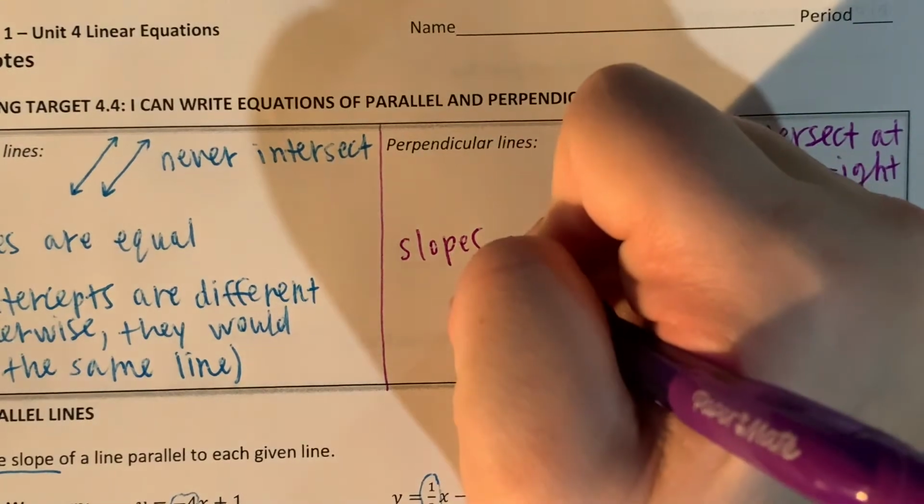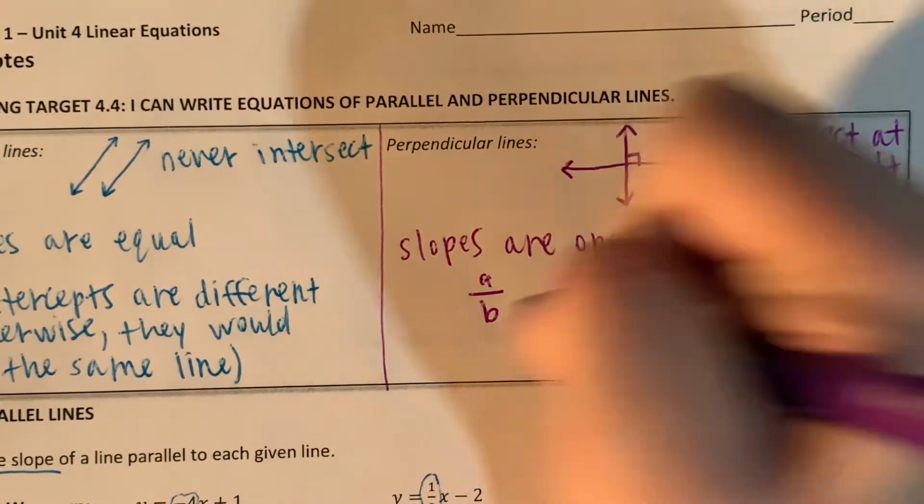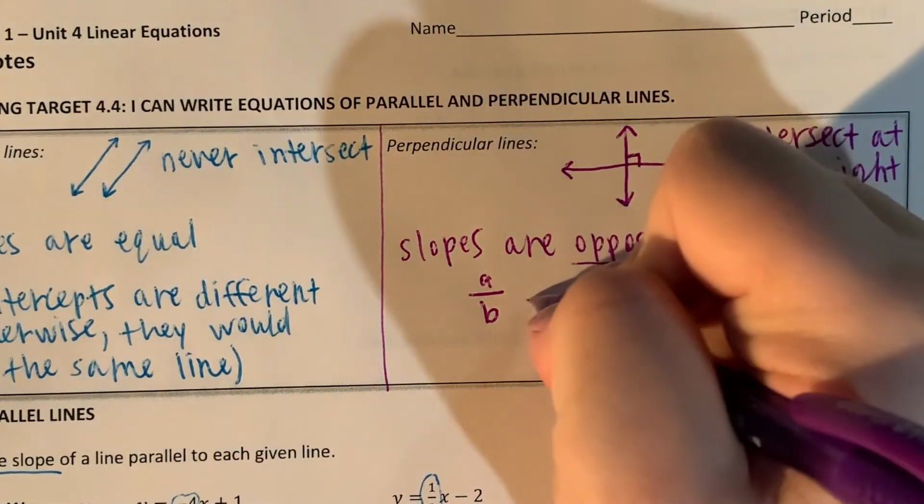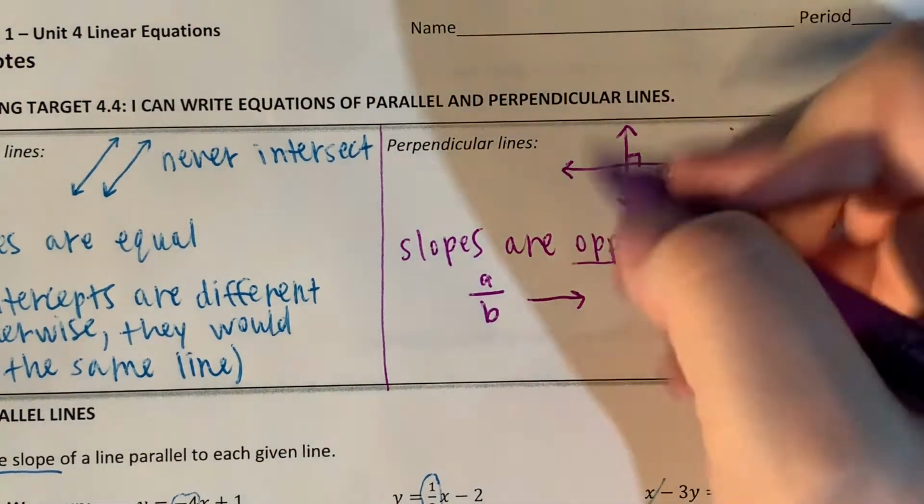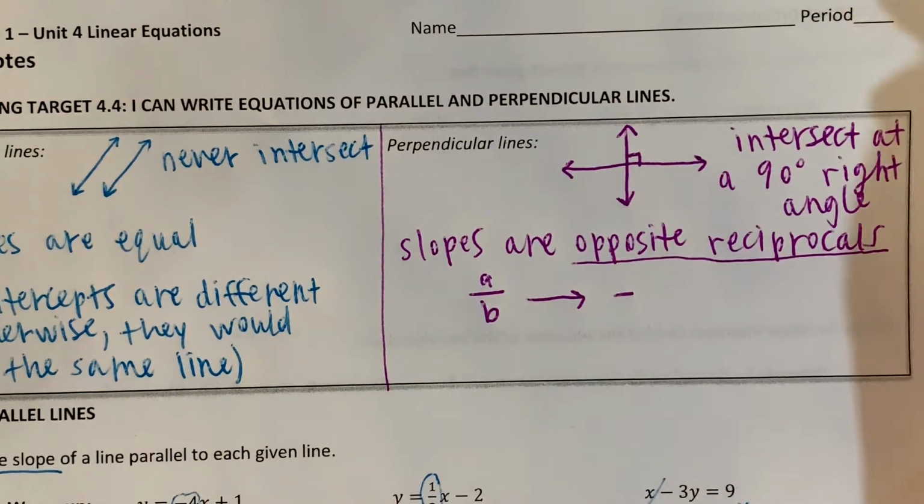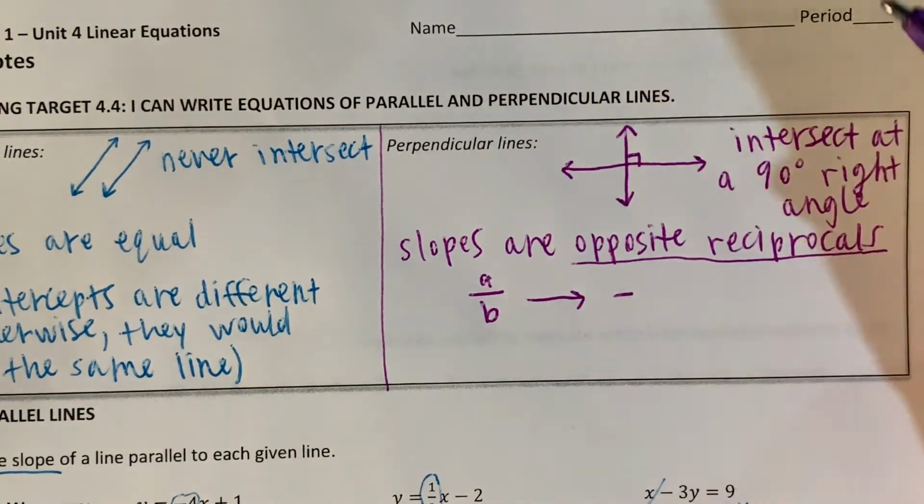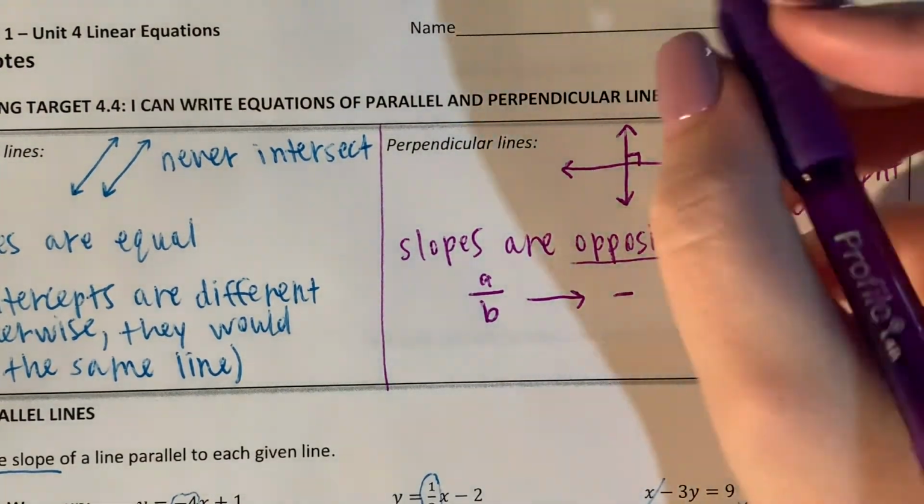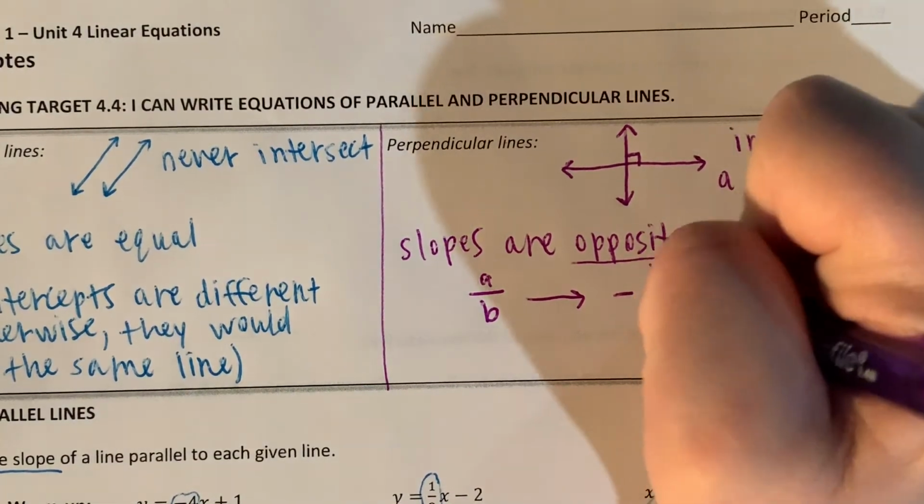Let's say your original slope was A over B. The opposite reciprocal would mean you do the opposite sign. So if it was positive, it would turn to negative. And if your fraction was A over B, the reciprocal piece means we flip it. So now it's B over A.